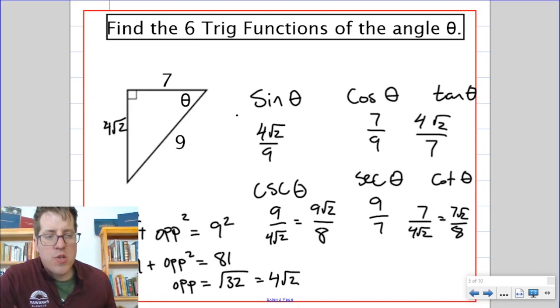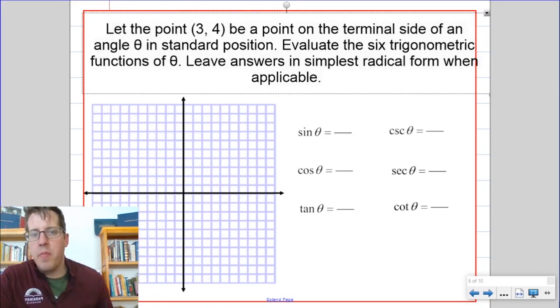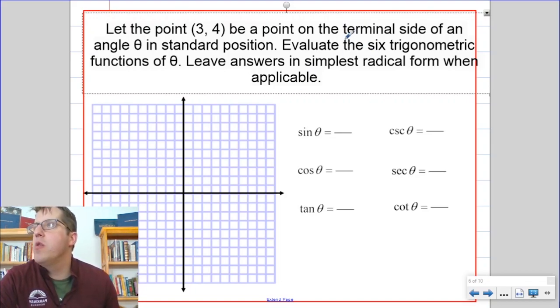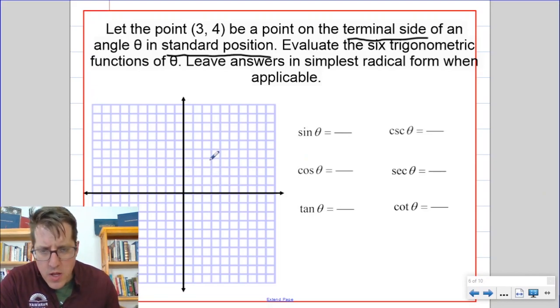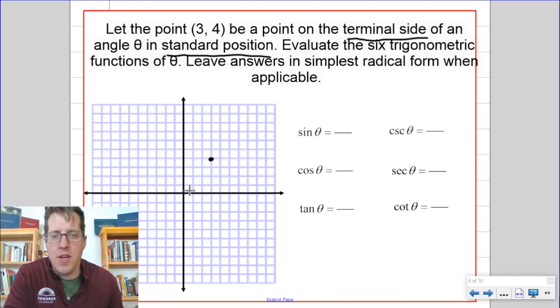Let me know if you have any questions. For some of you, those reciprocal functions are new, so just make sure you ask if you've got questions. Speaking of things that might be new, we've got some vocab that might be new to you. So pause the video and read this. Here is some of the vocab that might be new to you. So let me explain what this problem is asking. It's saying that this point right here is on the terminal side of an angle.